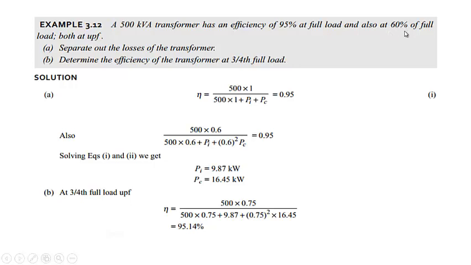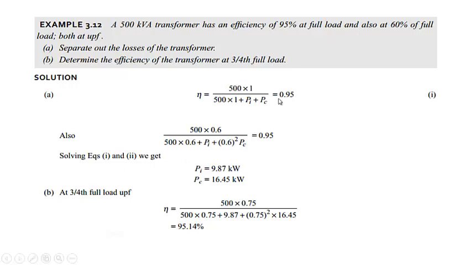Because you know that at 0.6 of full load, at unity power factor, V2 I2 will be equal to 0.6 of the full V2 I2. V2 remains always constant. That means this I2, which is now at 60%, will be equal to 0.6 into I2 full load. So this PC is actually the value which we calculate at the full load.